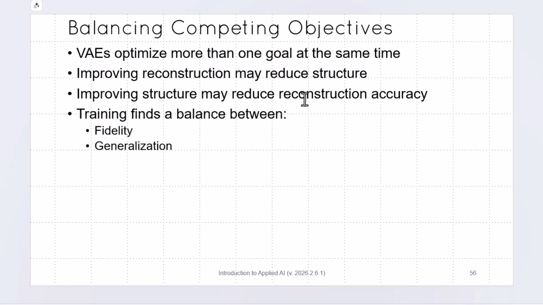What about balancing competing objectives? VAEs optimize more than one goal at the same time. Improving reconstruction may reduce structure. Improving structure, though, may reduce reconstruction accuracy. So they are often competing interests. Training tries to find a balance between fidelity, meaning accuracy to the original, and the ability to generalize, where it isn't just memorizing.